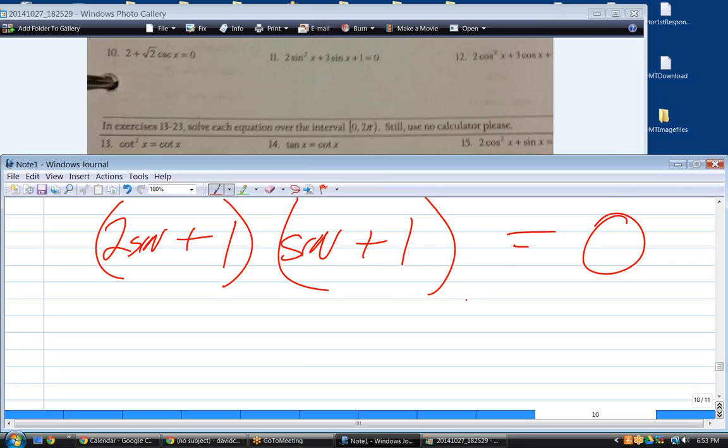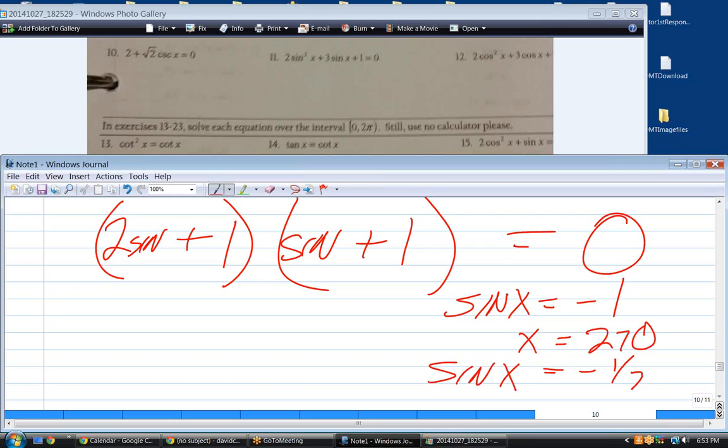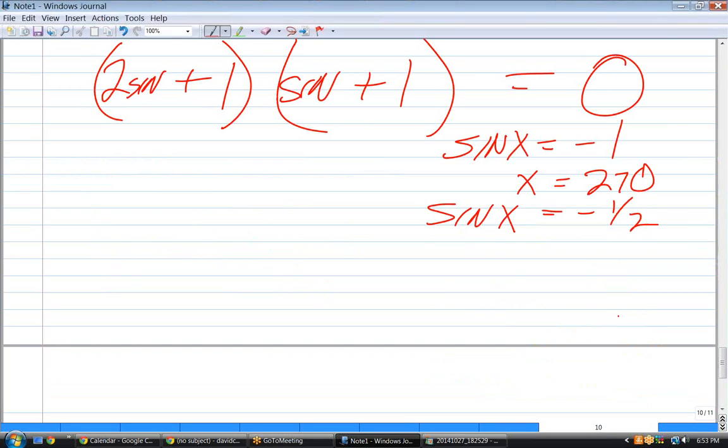So, what do I got here? I got sine x equal what? Start with the easy one. Sine x equals -1. Where's that happen? That happens at 3 pi over 2, so 270. Or sine x equals -1/2. And then that is pi over 2, so 90, or 180. No.